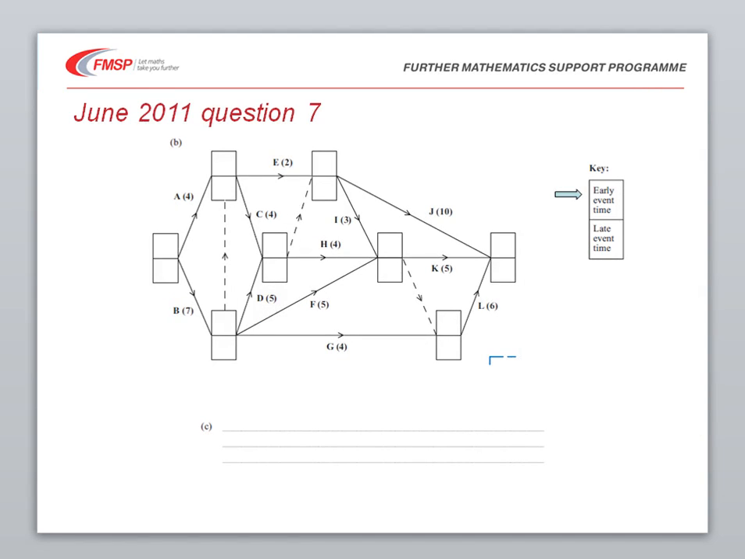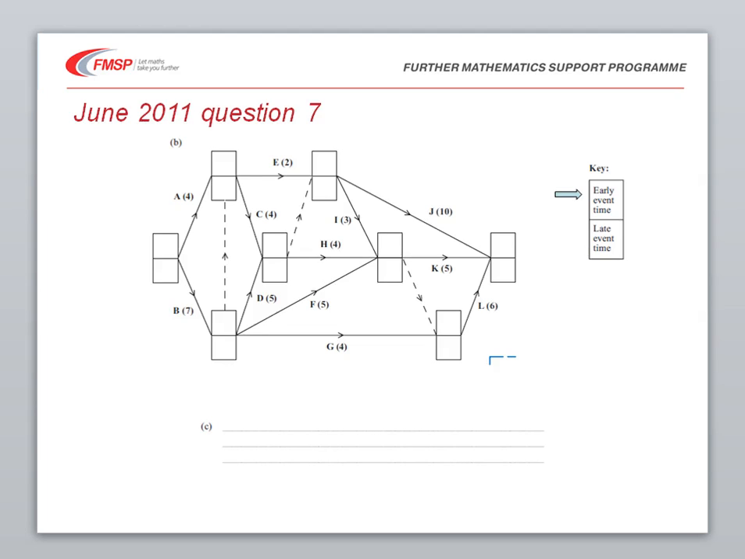Moving on now to the second diagram, the second part of the question asks us to mark in early event times and late event times onto this network. It's worth just checking on the key to make sure that we get them the right way around. The early event time is once in the upper box and the late event time in the lower one.